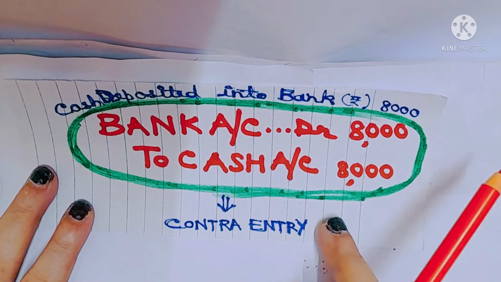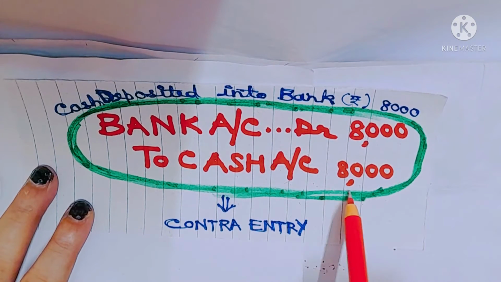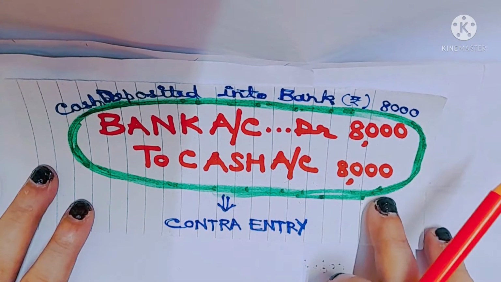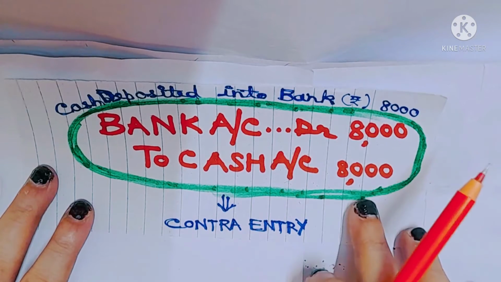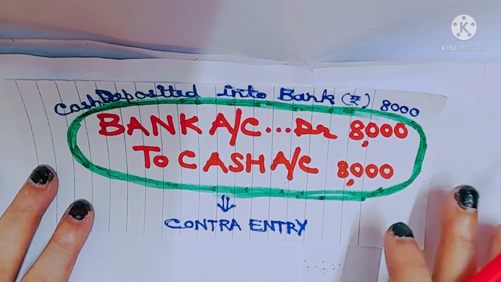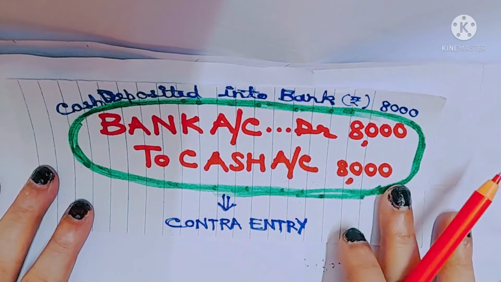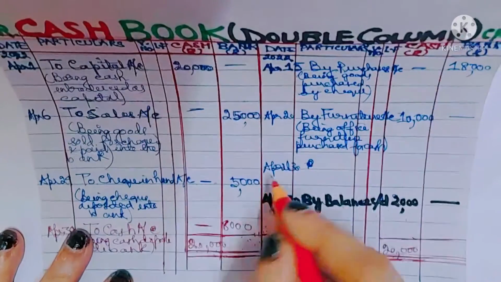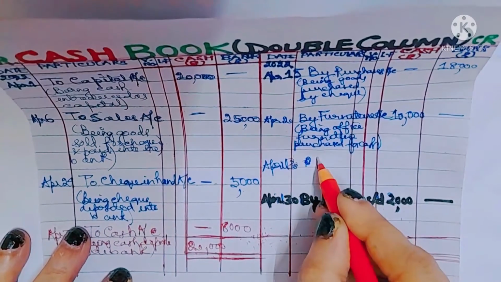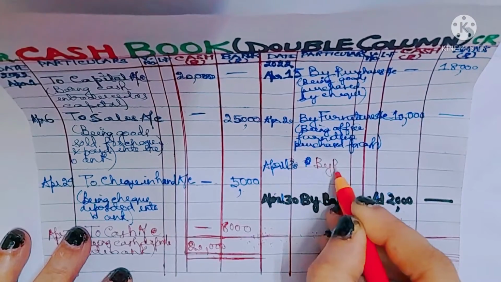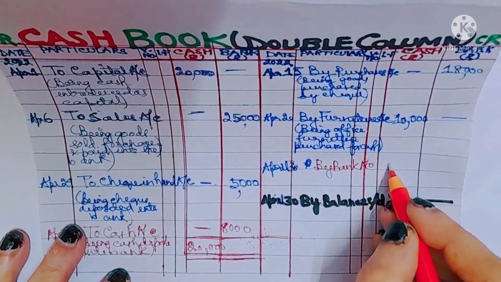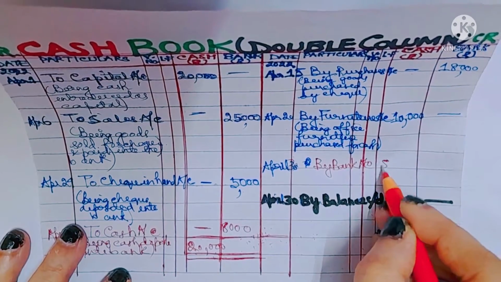And moreover, when you're writing by bank account, you cannot write 8,000 in the bank column. When you write by bank account, you will always write in the cash column. Understood? You cannot write in the bank column. Understood? So let's write. On 30th April, by balance c/d is already done, so before that we have to write by bank account. How much? 8,000 in the cash column.